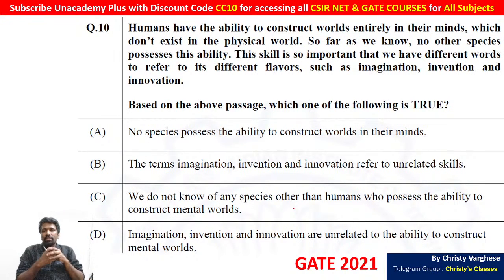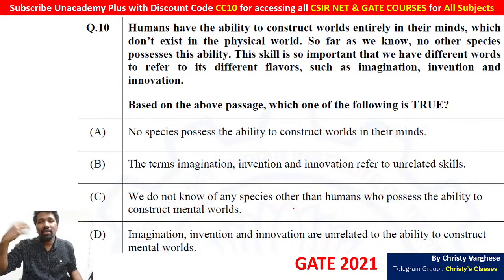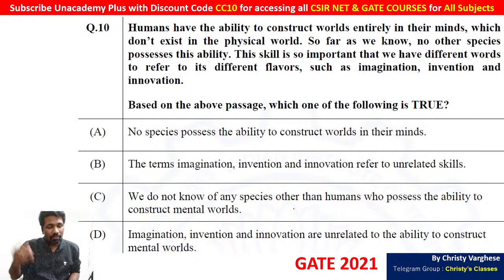Humans have the ability to construct worlds entirely in their minds, which do not exist in the physical world. That means we can imagine, I think most of you do that, an imaginary world of our own, which may not exist at all. There is a TV series that is running now, maybe you people are watching that also, WandaVision. There it is actually existing, but in human beings, we also can imagine that we are in an imaginary world, which may not be correct with respect to the physical world, but that is possible.